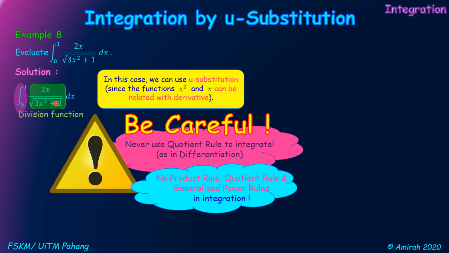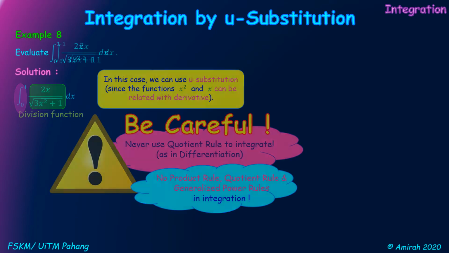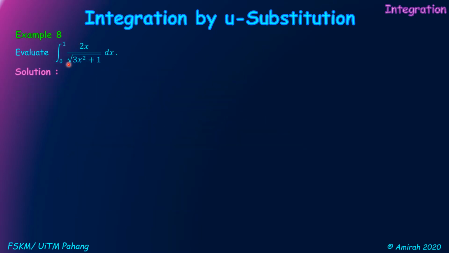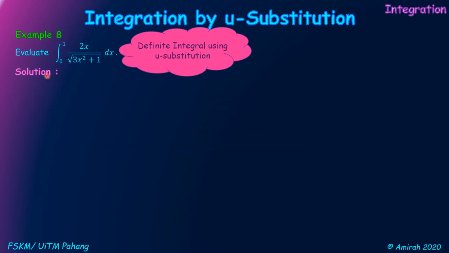In this case, we can use U-substitution since the x squared here and the x in the numerator can be related with a derivative. From the given question, this is a definite integral using U-substitution, because we have a lower and upper limit here.